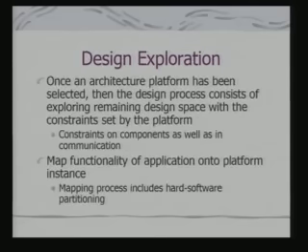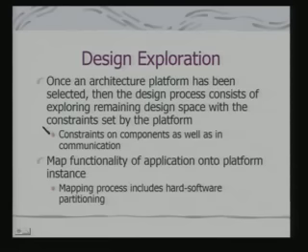So, effectively what we are talking about is a design exploration, because once an architecture platform has been selected, then the design process basically consists of exploring remaining design space with the constraints set by the platform. Constraints can be on components as well as in communication.